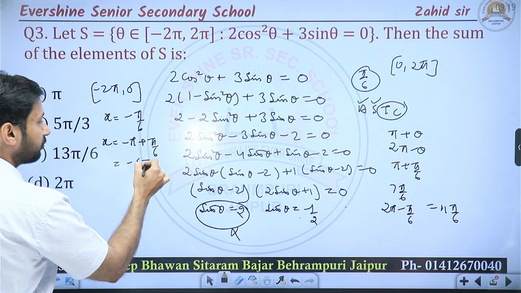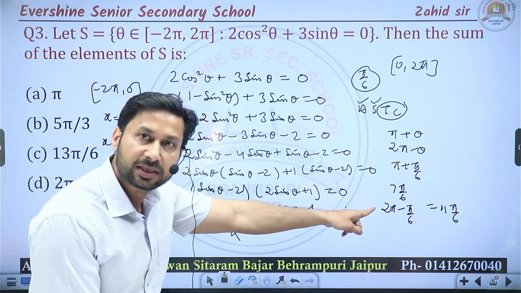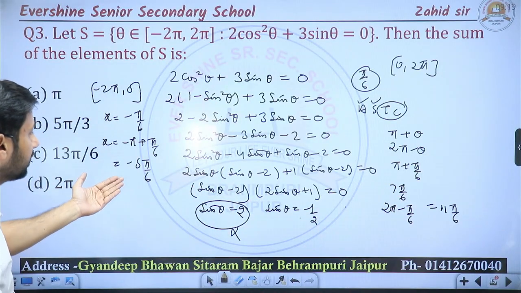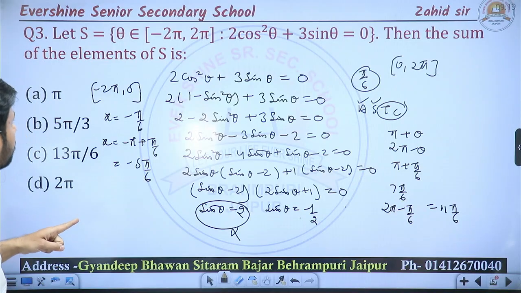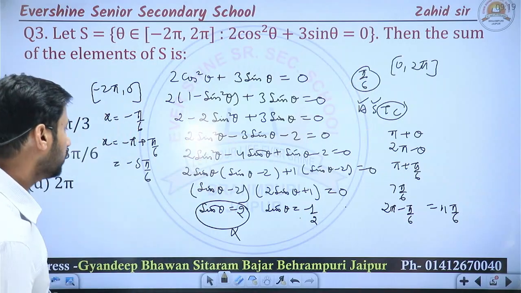So minus 5 pi by 6. Okay, so I get 4 values of x: 7 pi by 6, 11 pi by 6, minus pi by 6 and minus 5 pi by 6. What I need to find? I need to find their sum. Okay, so we are going to add them.